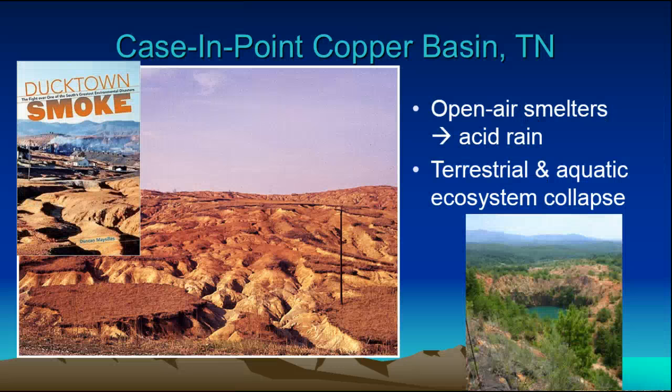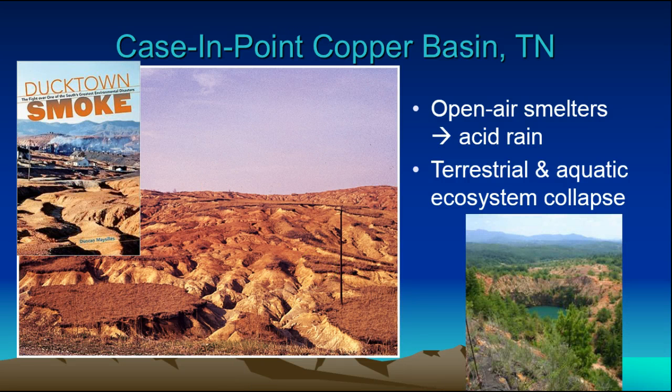So one particular case study here is Copper Basin in Tennessee. And this is an area that started off as a healthy forest, but then kind of progressed into a panorama of red, barren hills that kind of just baked in the sun and had very few plant and animal species, with these deep ruts that you can see going through the land here.